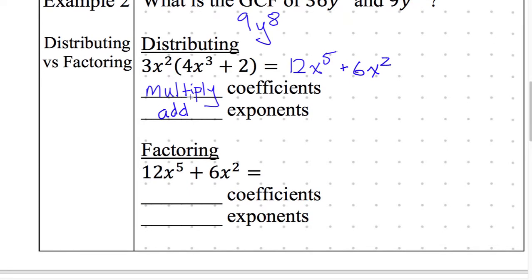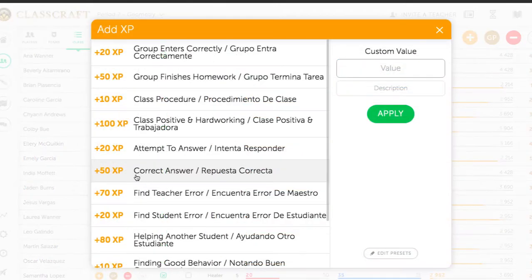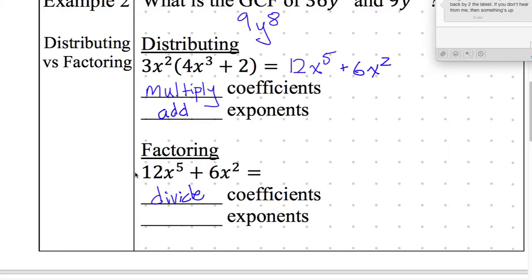So instead of multiplying the coefficient, I'm going to do what with the coefficients? Oscar, write it down. Oscar is going to divide his coefficients. Thank you, Oscar. All right, and then what am I going to do with the exponents? I'm not going to add, I'm going to do what? Lorea. Subtract.